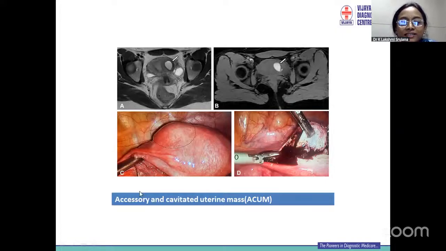This is accessory and cavitated uterine mass involving the left lateral wall. Here we are seeing T2 shading effect with a layered appearance within the cavity, which is T1 hyperintense. On laparoscopy, we are able to find a bulge in its contour, which when opened revealed a chocolate colored fluid.